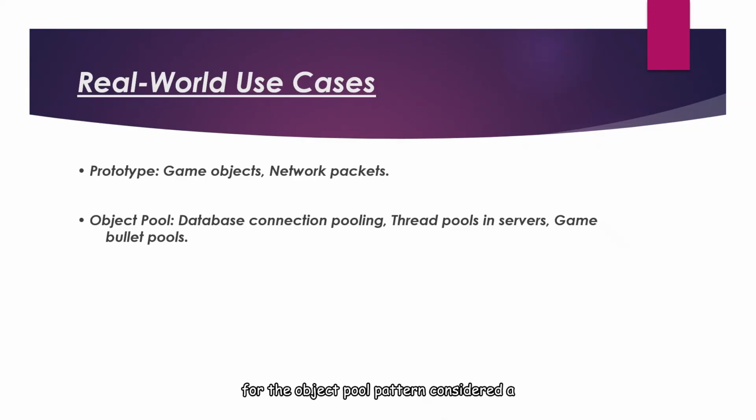For the object pool pattern, consider a web server managing database connections. Instead of opening a new database connection for each request, the server can pull from a pool of pre-established connections, thus significantly reducing the overhead of connection establishment. Another example could be thread pools in multi-threaded applications where threads are reused rather than constantly created and destroyed.